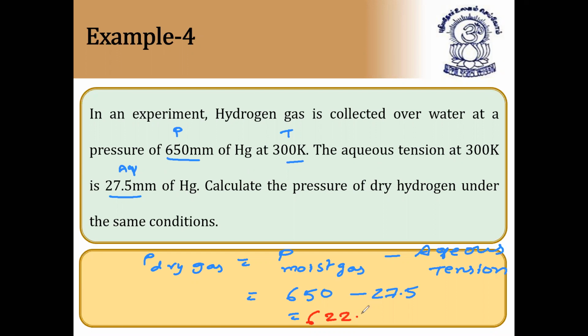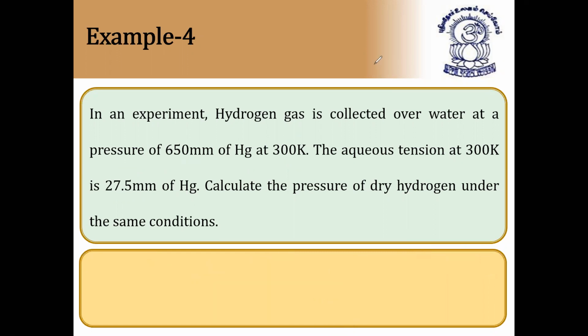622.5 is the answer. So whenever they give aqueous tension, we have to subtract it from the moist gas pressure. That's all. Because pressure of dry gas is equal to pressure of moist gas minus aqueous tension. I hope it is clear. Let us check the answer. So it is 622.5. I hope it is clear.